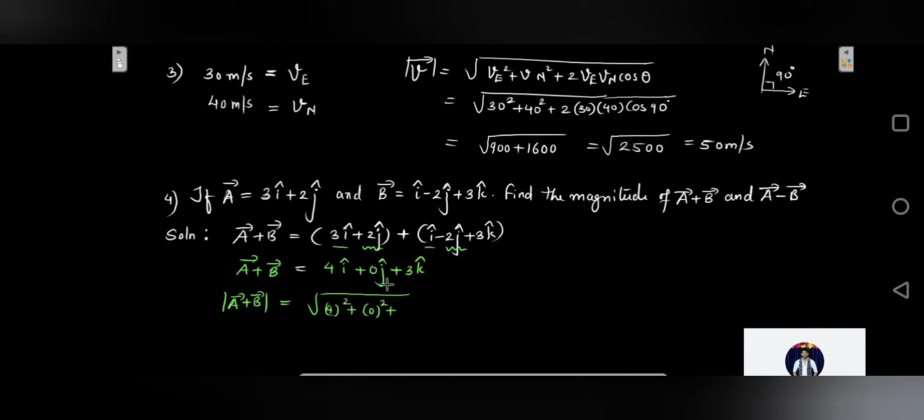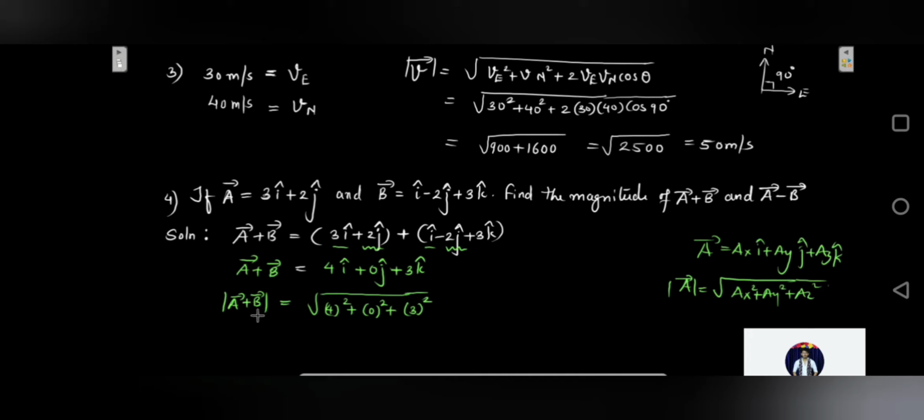No need to write this, but just for understanding, plus 3 square. If you are given a vector a in the form axi plus ayj plus azk, then how do we find out the magnitude of a? That is going to be root of ax square plus ay square plus az square. Just square the terms and take a root of the sum.